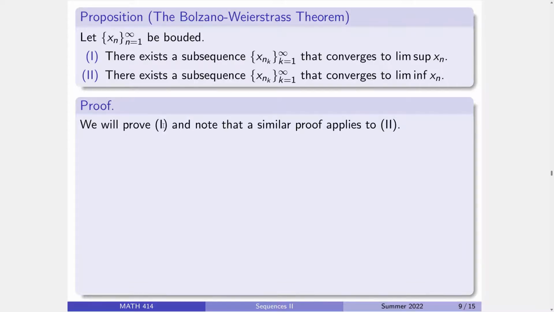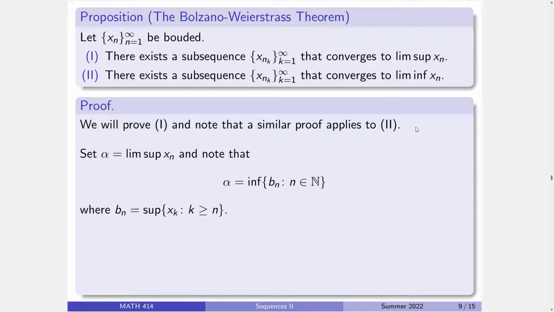Let's go. So, first things first, we're just going to prove 1, and then we'll note that 2 is just a very similar proof. So, the lim sup, remember, is the infimum of the supremums of the tails of our sequence. And then the lim inf is the supremum of the infimums of the tails of our bounded sequence. So, what do we got to do?